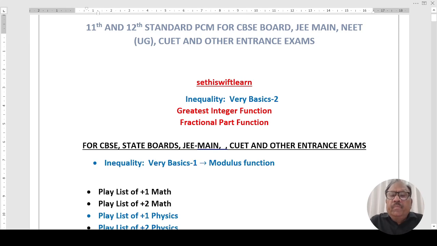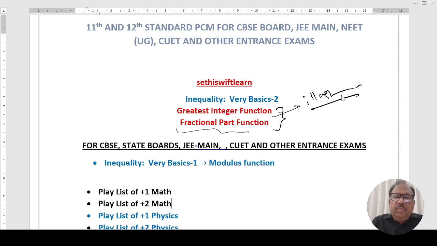Hello students, in today's session of inequality, the very basics of the greatest integer function and fractional part function will be cleared through illustrations. In the earlier session, we discussed inequality on modulus functions, which you can review on CET.